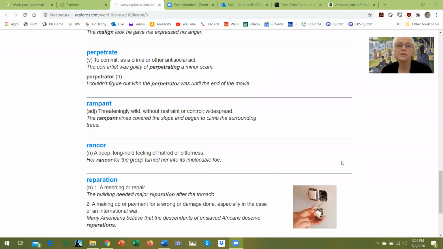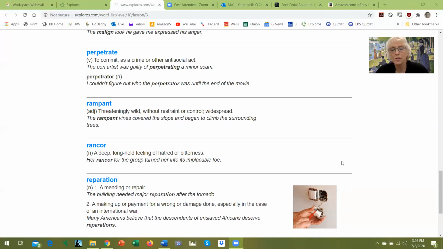To perpetrate is to commit as a crime or other antisocial act. The con artist was guilty of perpetrating a minor scam. And a perpetrator is a person who perpetrates. I couldn't figure out who the perpetrator was until the end of the movie.